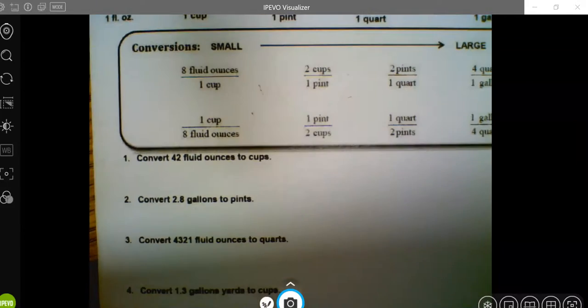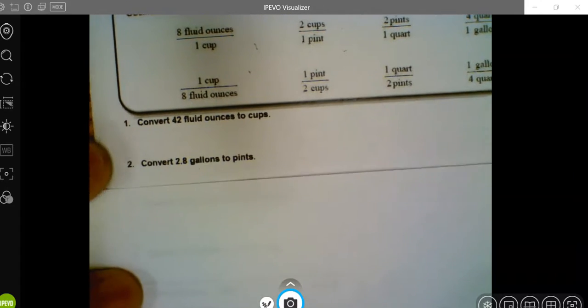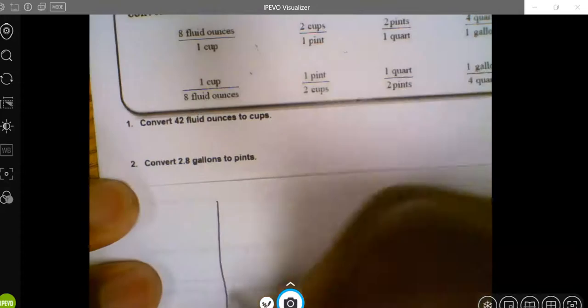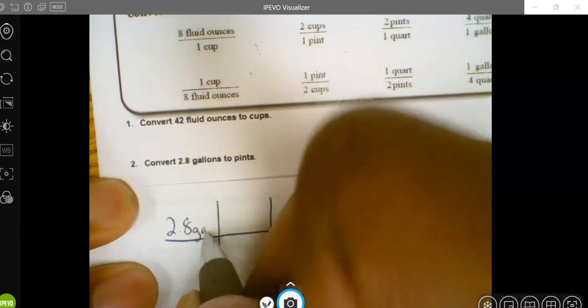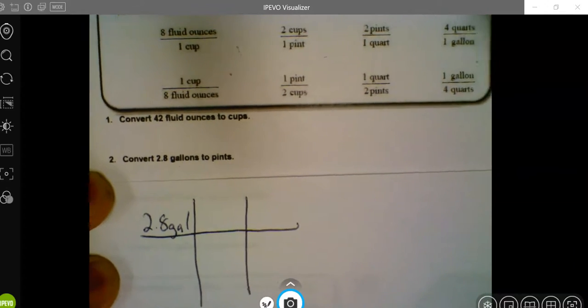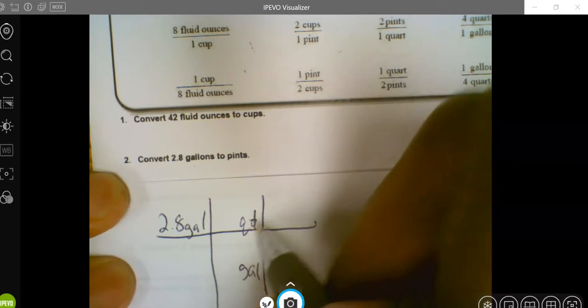So I'm going to do one of those, just to make sure I explain one of those. We're going to go from gallons to pints. I'm going to write 2.8 gallons here. That's the problem I'm looking at. And if I want to go to pints, I know gallons goes to quarts. So gallons compares to quarts, if you notice up in the corner here. So 1 gallon gives you 4 quarts. So put gallons on the bottom and quarts on the top.